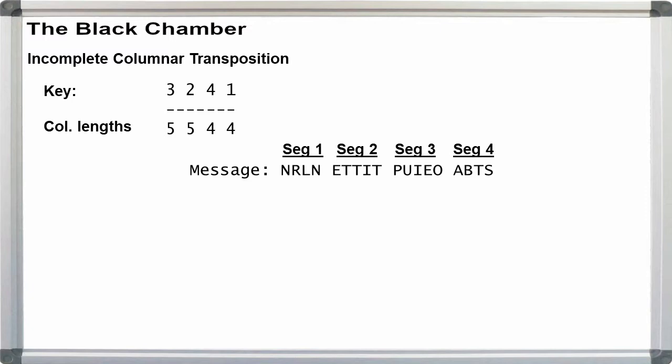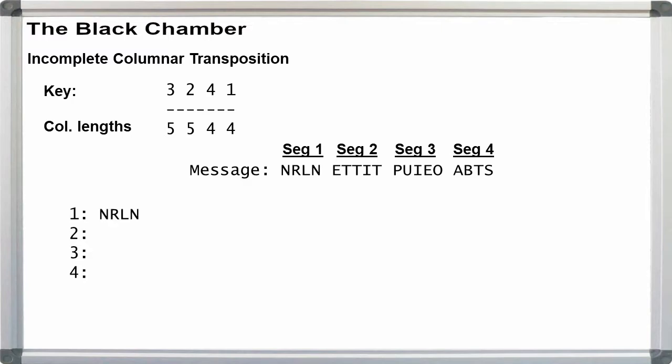To be honest, at this point there's no real need to write the text in columns. Just rearrange the rows in key order and read the plain text off in columns from left to right. And actually, we could have saved ourselves a step by writing the correct row segments directly in key order.